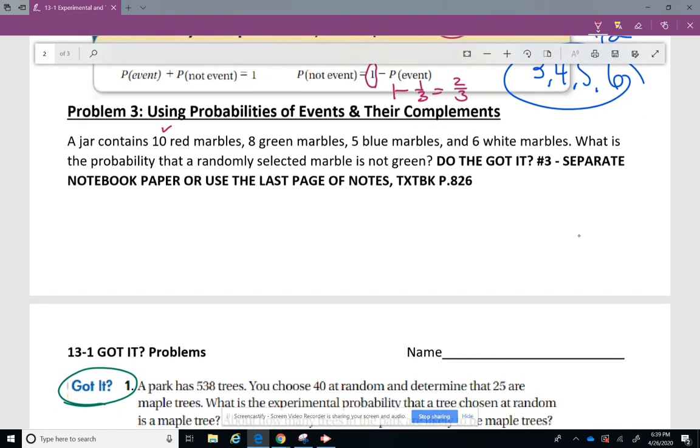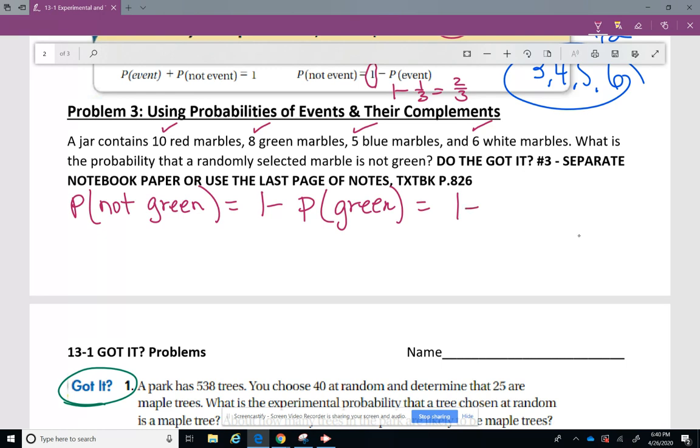A jar contains 10 red marbles, 8 green marbles, 5 blue marbles, and 6 white marbles. This is problem number 3, and it's still on page 826. What is the probability that a randomly selected marble is not green? All right, so we know that we have 29 possibilities. So the probability of it not being green, we're going to do 1 minus the probability of it being green. Okay, so 1 minus, and we see that there's 8.